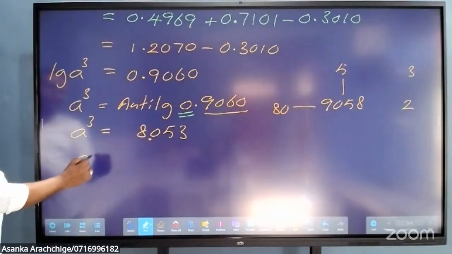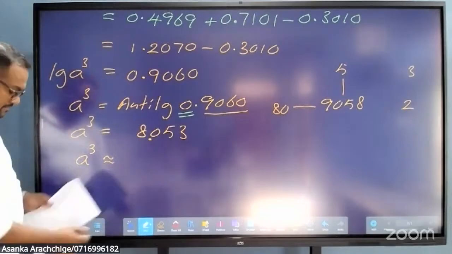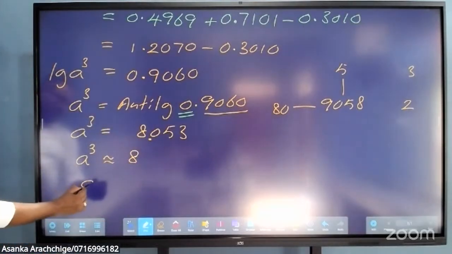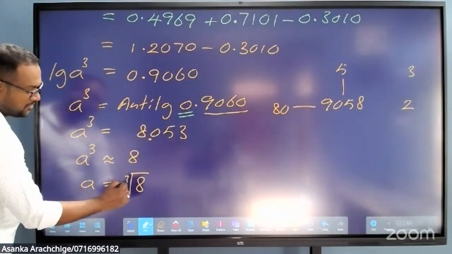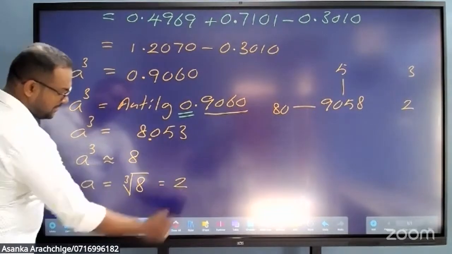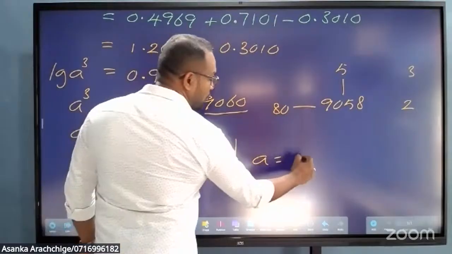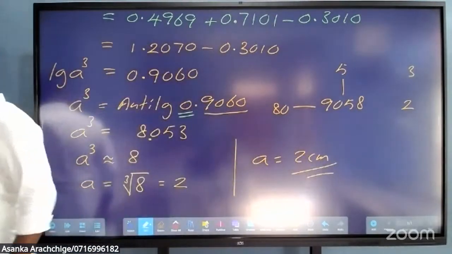A cube is approximately, to the nearest whole number, 8. No? 8. Therefore, A must be the cube root of 8. The cube root of 8 is 2. Therefore, A must be 2 centimeters. Clear?